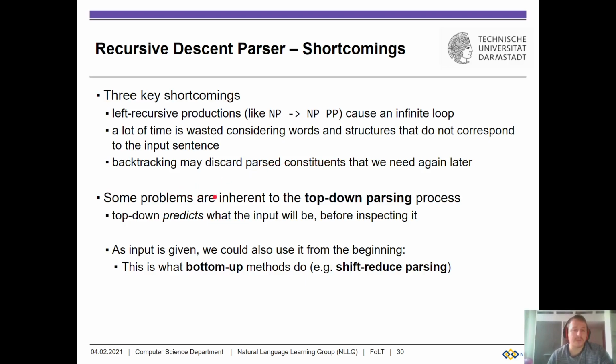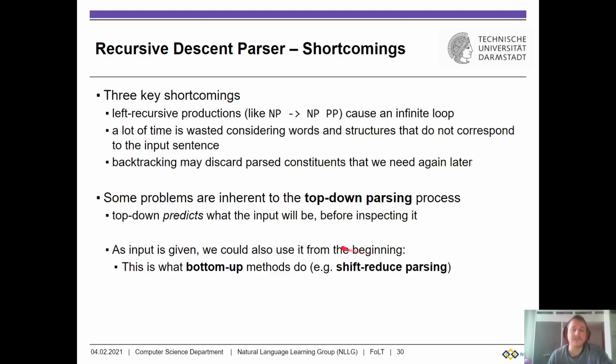Some of these problems are inherent to top-down parsing, because top-down predicts what the input will be. It doesn't look at the input before predicting. It just goes from the top and tries to predict what's coming, rather than looking at the input directly. So this is the advantage of bottom-up parsers, like shift-reduce parsing. They directly look at the data and then try to produce the grammatical analysis.